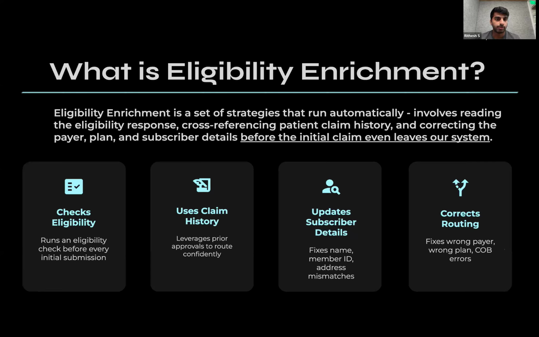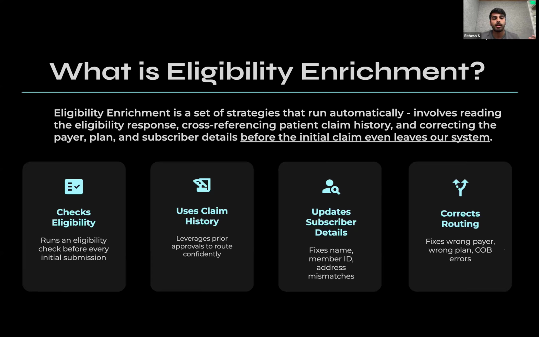And this has a ton of benefits because you're essentially making sure that you get to the right payer in a timely fashion. So a lot of timely filing issues could be prevented. You're also making sure that you don't have to rework these claims at the end if they end up getting denied or rejected. So that is what eligibility enrichment is about. And like I mentioned, there's a set of strategies that we have. And if you look at the 4 blocks on the slide, these are the things that it does.